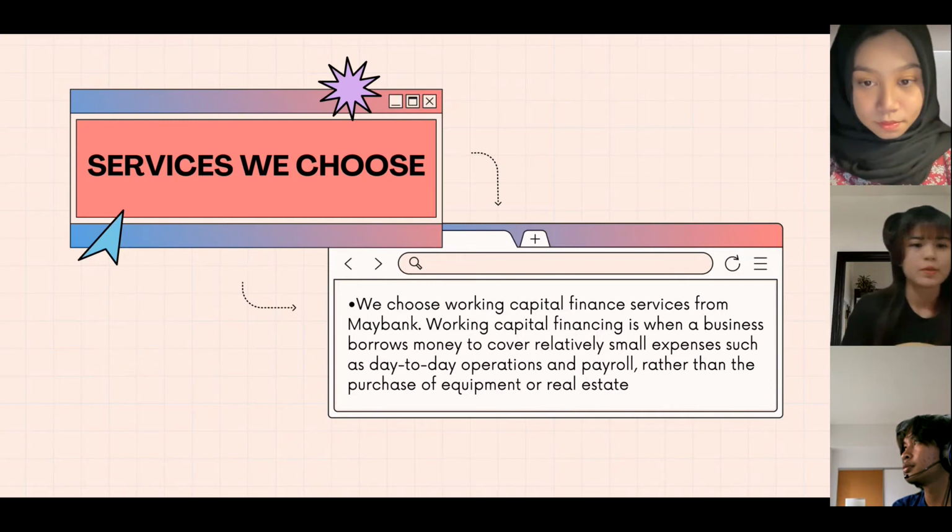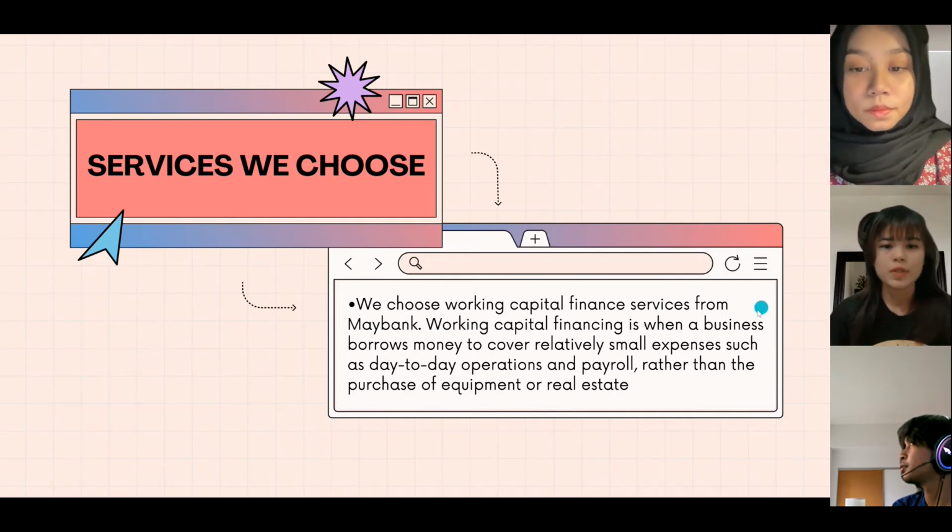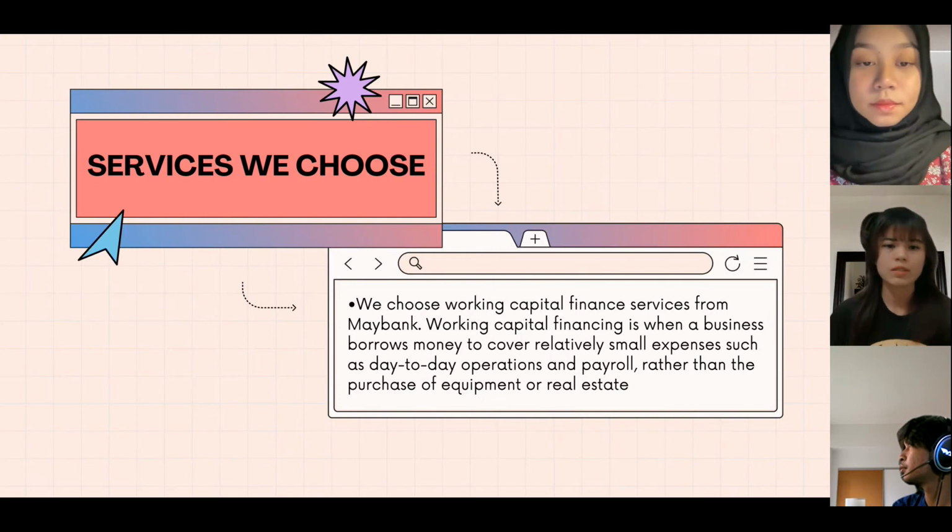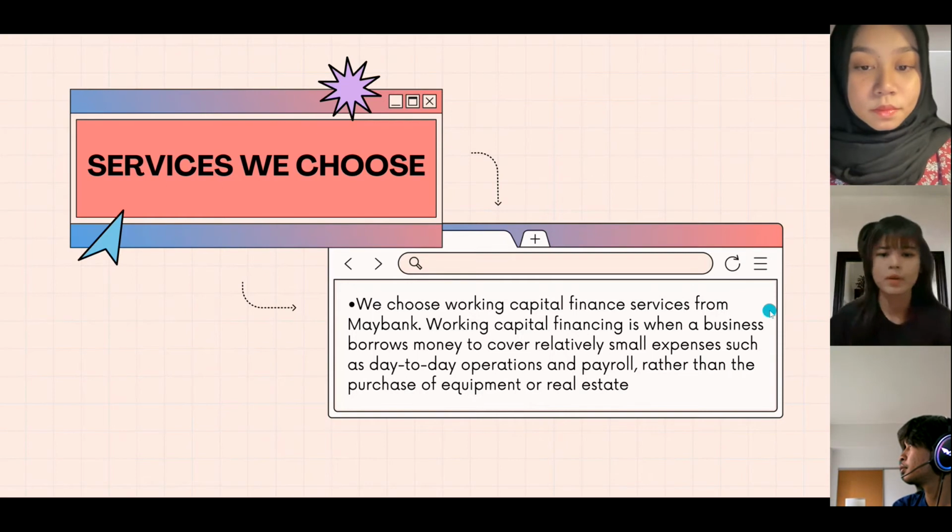So let's move on to services we choose. We choose working capital financing services from Maybank. Working capital financing is when a business borrows money to cover relatively small expenses such as day-to-day operations and payroll, rather than the purchase of equipment or real estate.